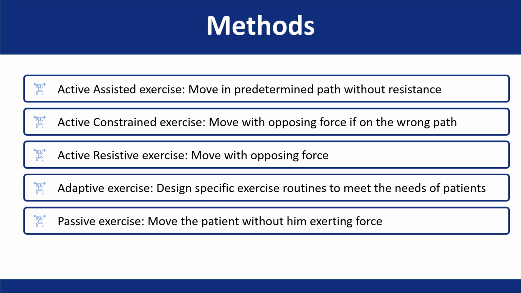Methods. Rehabilitation robots are designed with applications of techniques that determine the adaptability level of the patient. Techniques include but are not limited to active assisted exercise, moving a predetermined path without resistance; active constrained exercise, move with opposing forces if on the wrong path; active resistive exercise, move with opposing forces in general; adaptive exercise, design specific exercise routines to meet the needs of the patient; and passive exercise, move the patient without him exerting any force.